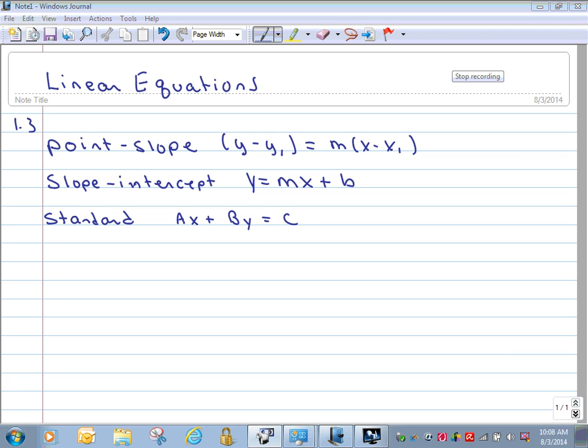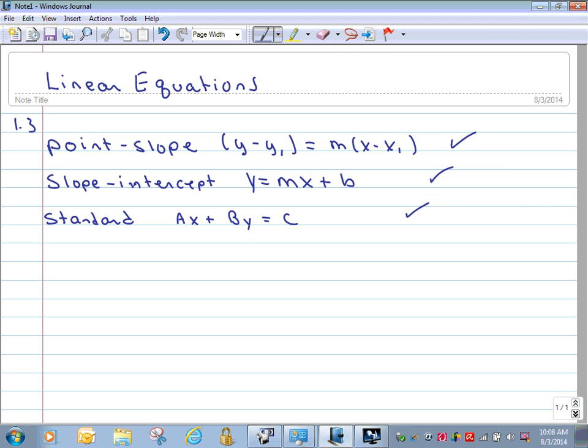There are several forms we will be utilizing: 1, point slope, 2, slope intercept, and 3, standard. These are all interchangeable and they can all represent the same line. They are just different forms of that line.